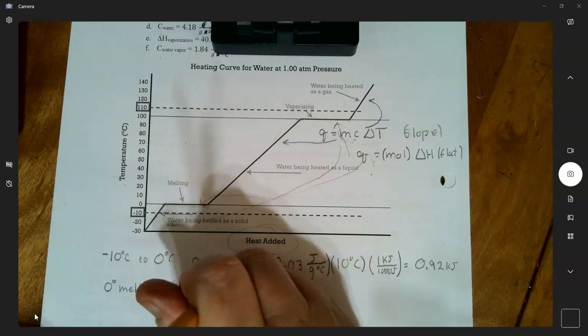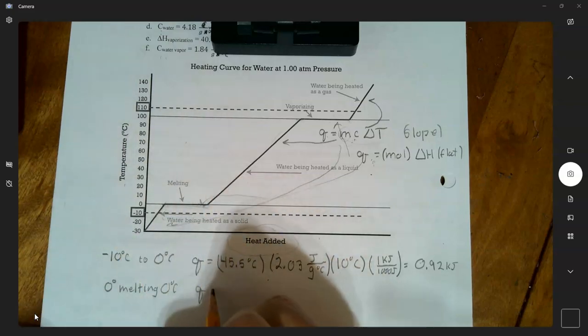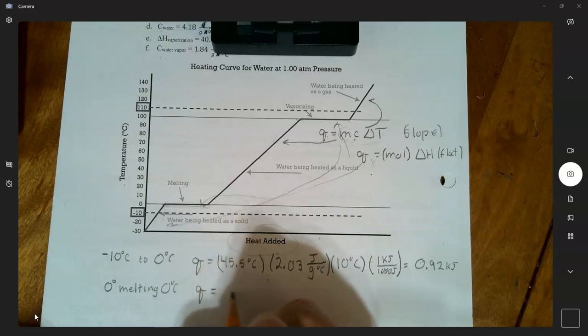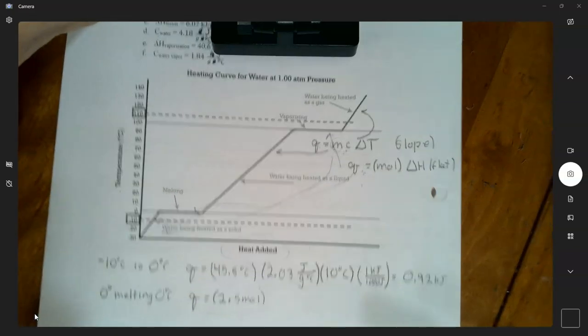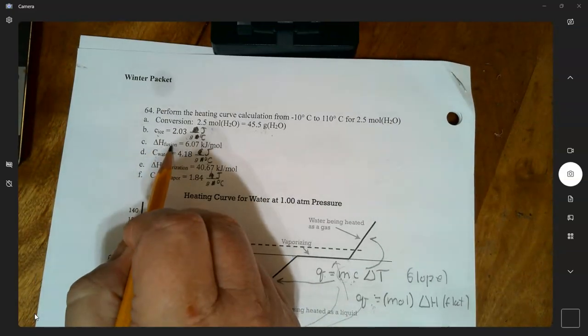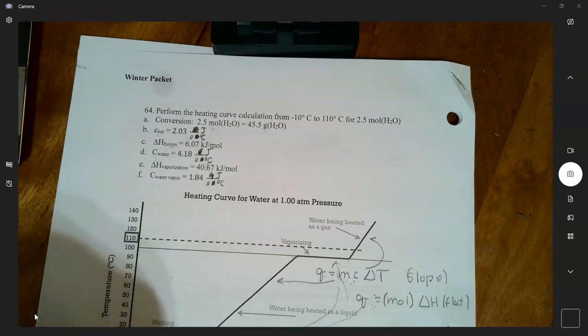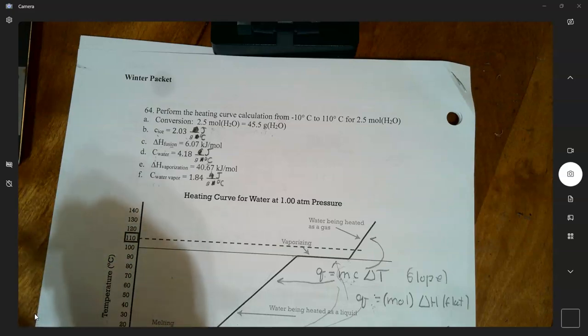And now we have to deal with moles, and we said that that is going to be 2.5 moles. So 2.5 moles and 45.5 grams of water are the same. And now what we have to use is what's called the delta H of fusion. Fusion means to put something together, to stick something together. In this case, it's the opposite direction.